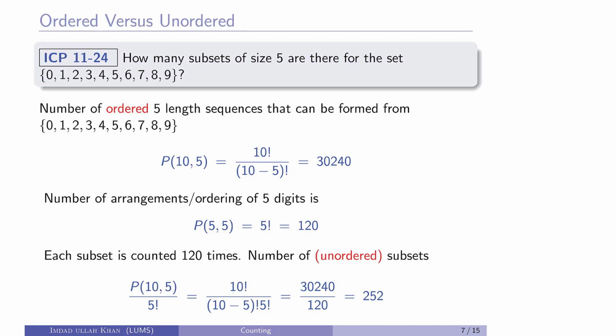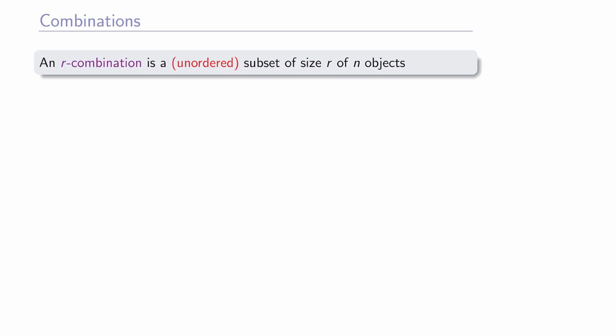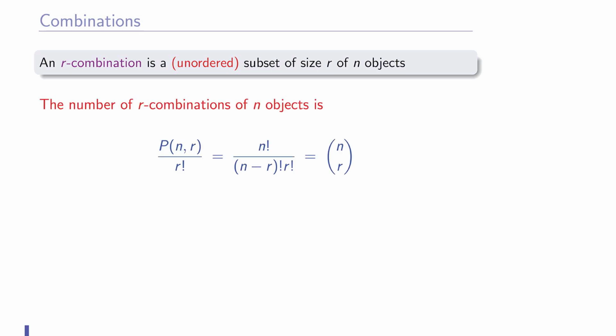Previously we had r-permutations, r-arrangements, an arrangement of r out of n objects. This is a selection of r out of n objects, a subset of size r of a set of size n. So an r-combination is an unordered subset of size r out of these n objects, right? So we saw the formula. The number of r-combinations is P(n,r) divided by r factorial.